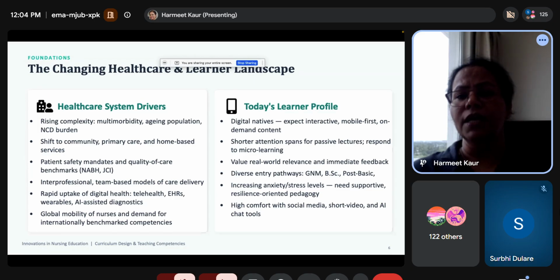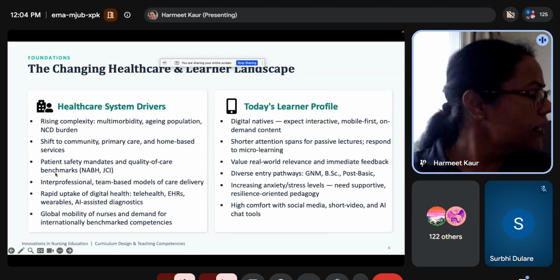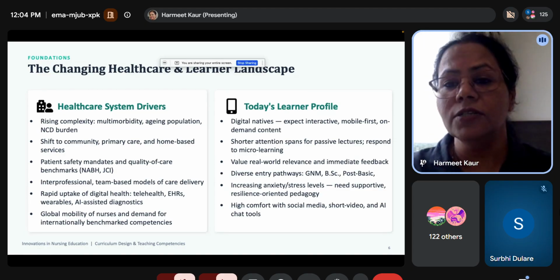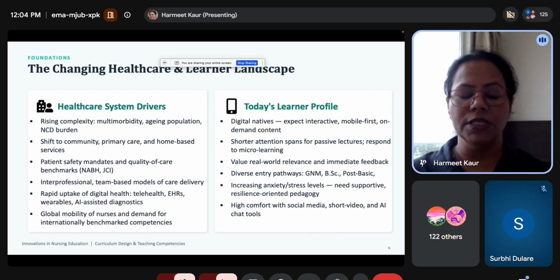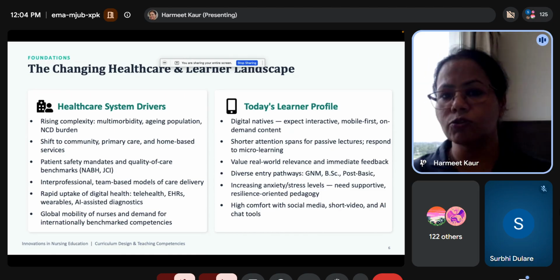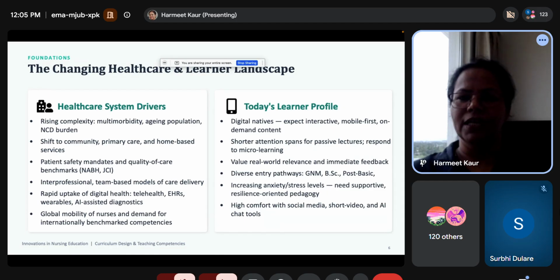Learners profile, particularly nowadays, the Gen Z students. We are getting Gen Z students, who are digital natives. From the start they are using social media, mobile phones, and AI also. So they want quick answers. They expect an interactive mode of delivery of education. They can't be sitting and just listening. Their attention span is very, very short nowadays. They don't like passive lectures.